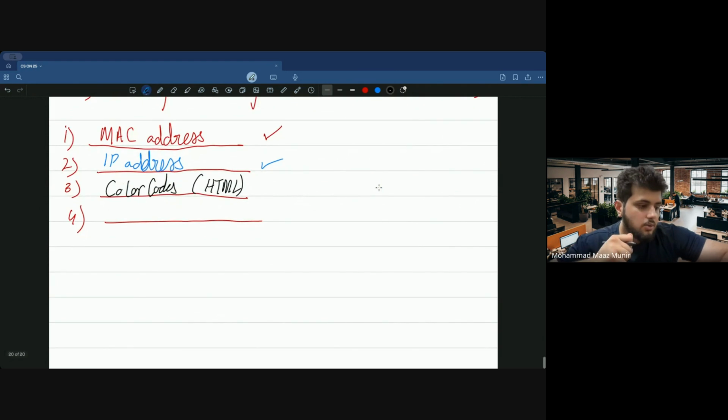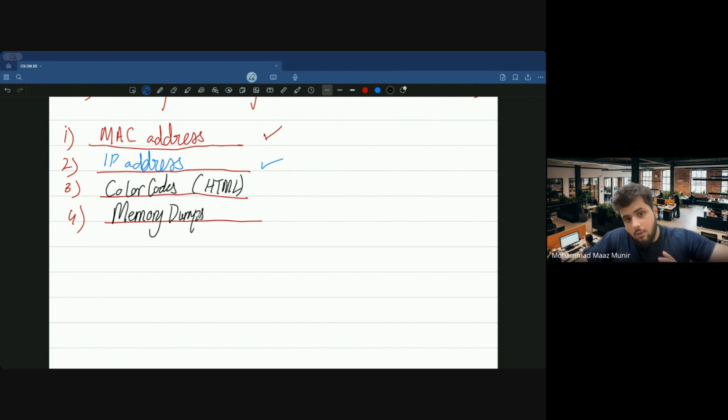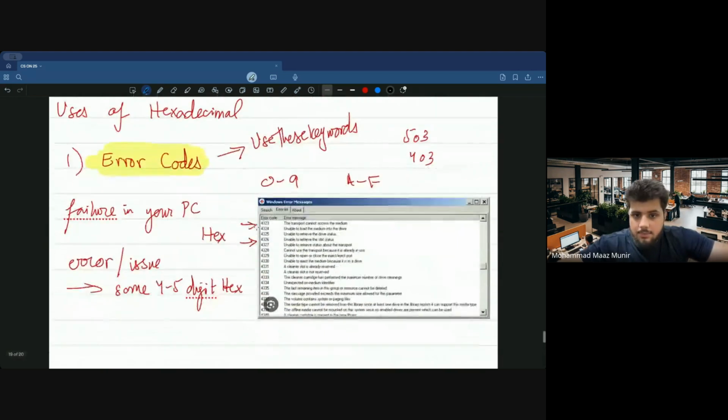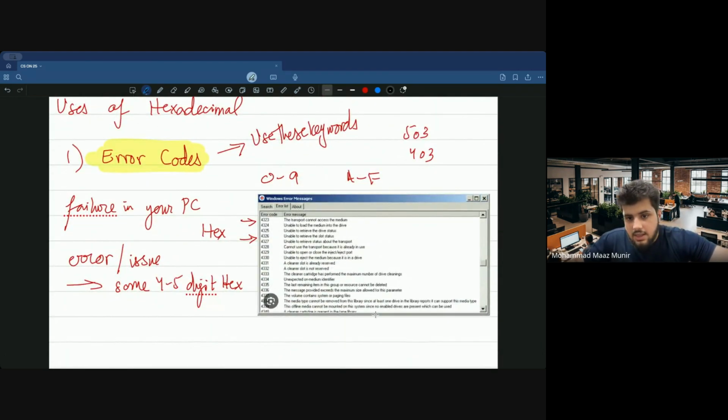And then the final one could be: MAC address is done, IP address done, color code is done, and the first one, if you guys remember, memory dumps or error codes. Now error codes, you can write both. Memory dumps or error codes, both of them are the same thing. Now this thing, wait, let me share. You see this window error message, this thing is basically known as memory dumps, wait, let me just confirm it, just a moment. Yeah, it's known as error codes.